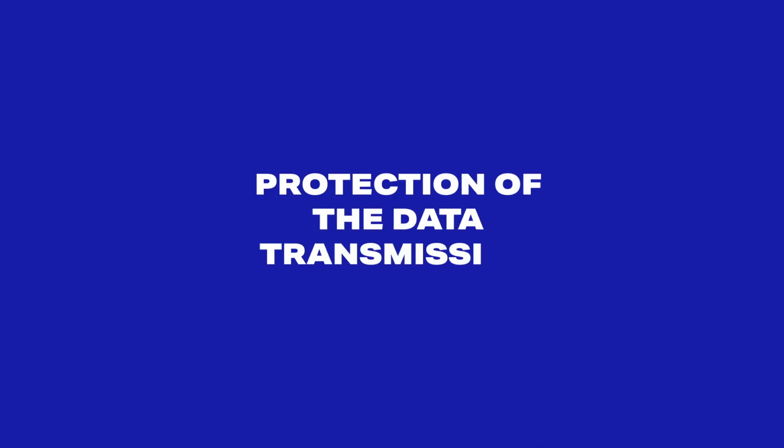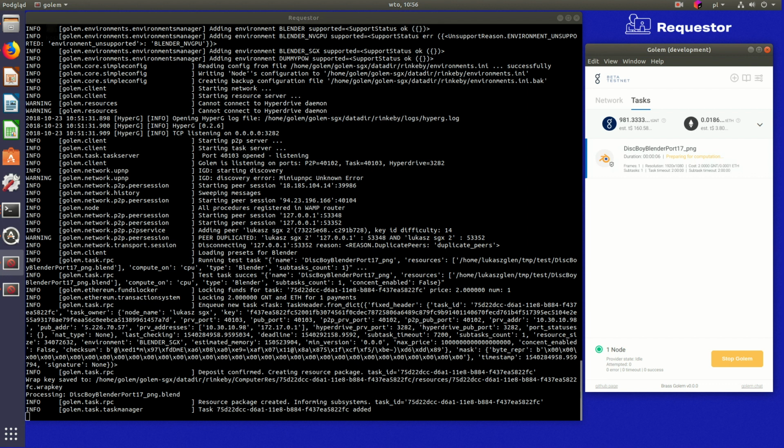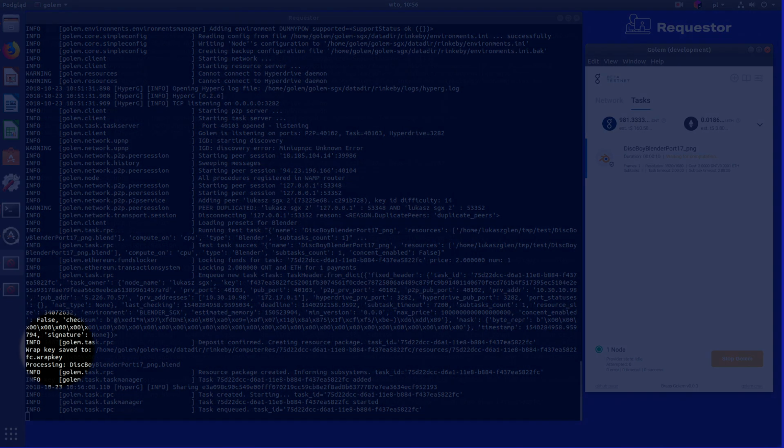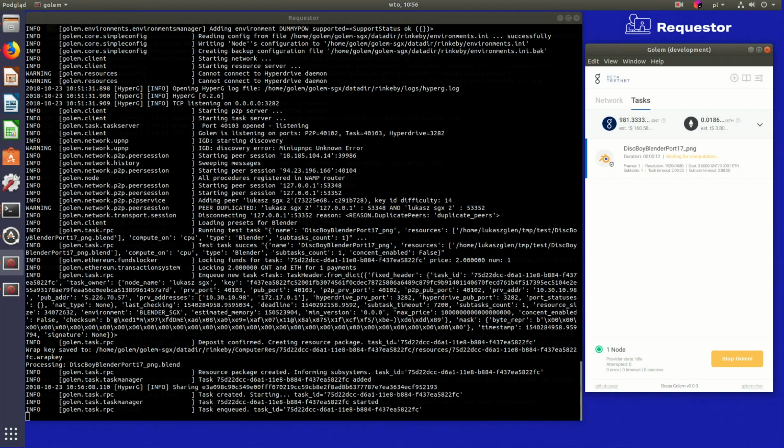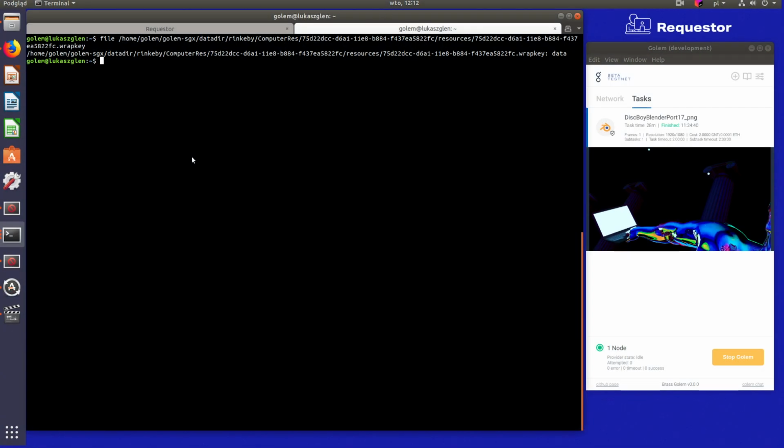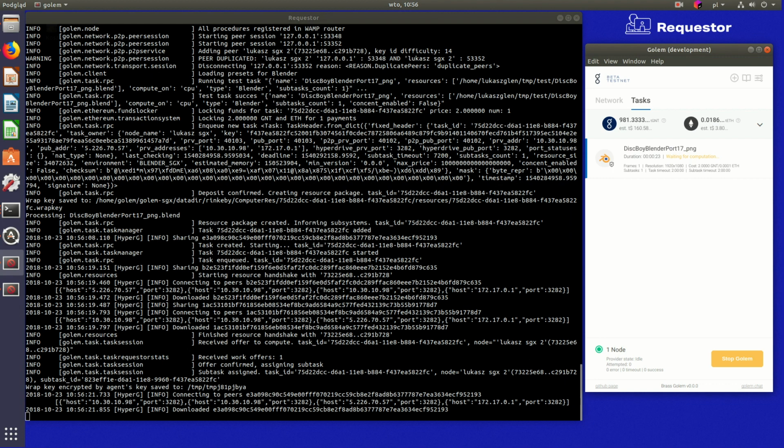Protection of the data transmission. In order to exchange data with the Graphene-ng enclave securely and efficiently, the requester generates a symmetric key. At this point, it is known only to the requester. The symmetric key is encrypted with the Graphene-ng enclave's public key and sent to the provider.